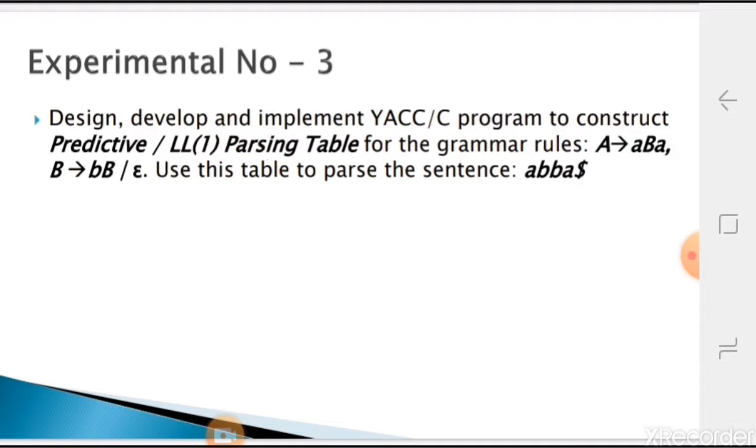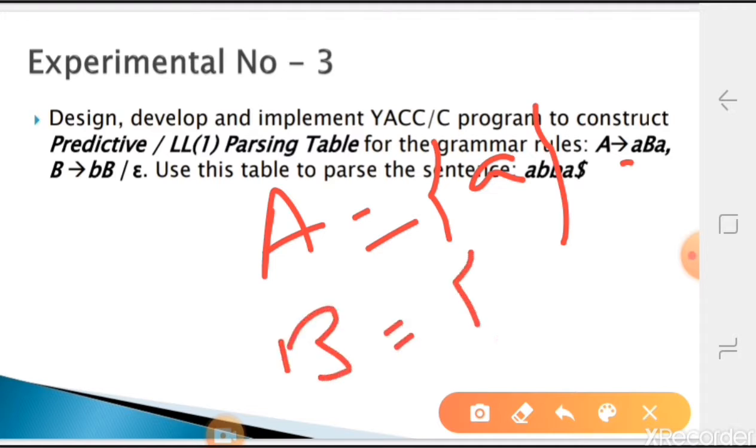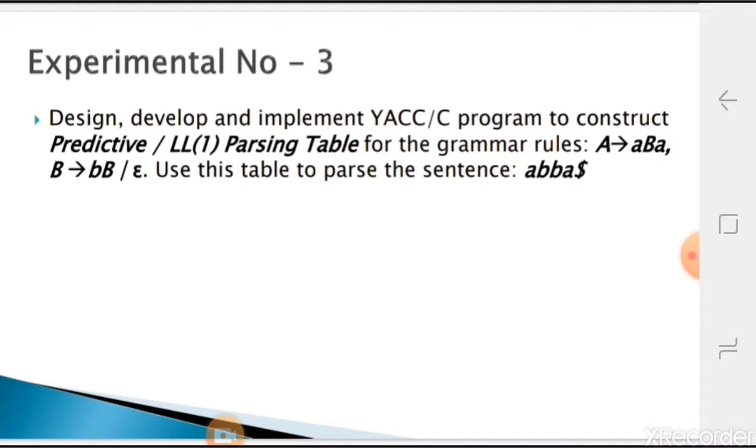First of capital A: if you see, small letter a is there, a terminal directly, so first of A contains small letter a. Then first of B we'll check. First of B, from B producing small letter b, so b will come, and one more production B producing epsilon, so epsilon will come also. So these two will come in first. Like this we have to identify the follow.